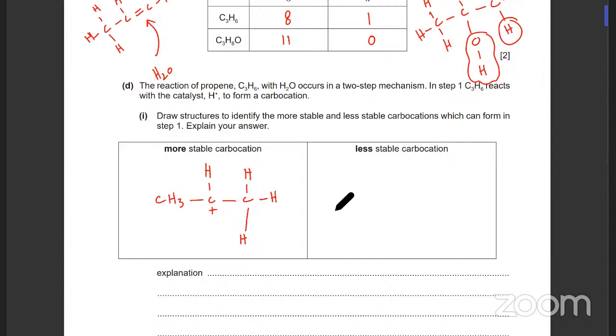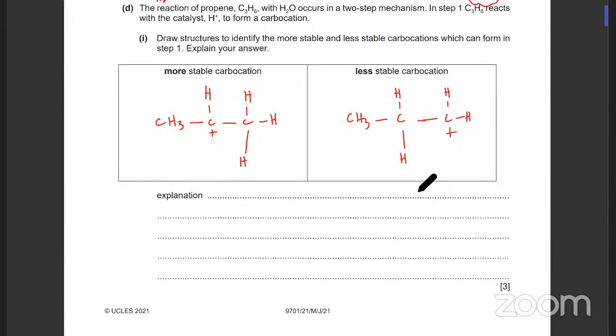The other one, the less stable one, would be the other one where you're going to have the double bond again, but this time the H+ is going to attract electrons from the double bond, and it will bond with the carbon on the left side, and this carbon will become a carbocation, and that's going to be a less stable one. And what's the explanation for this? Why is this more stable?